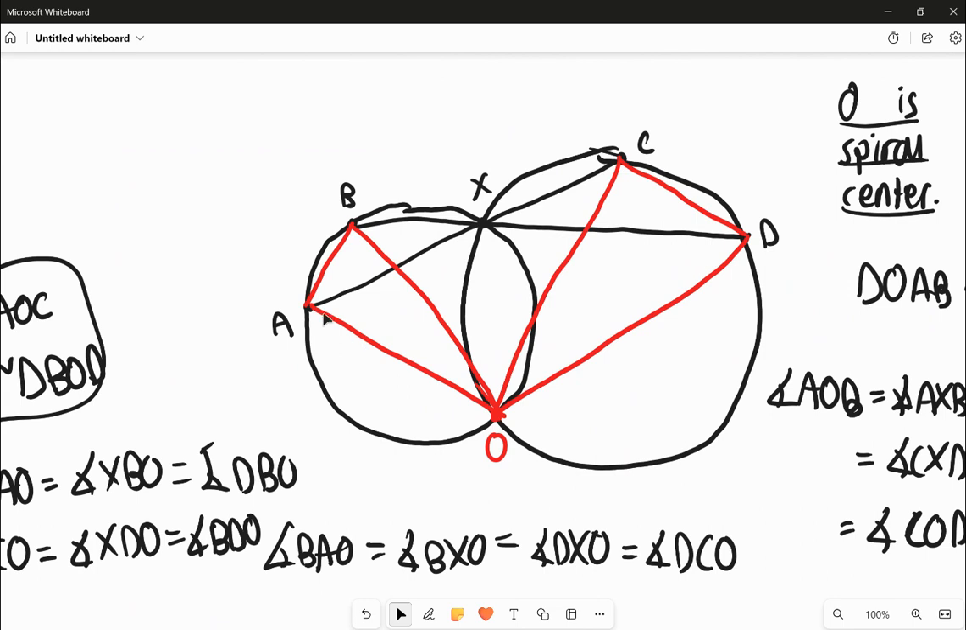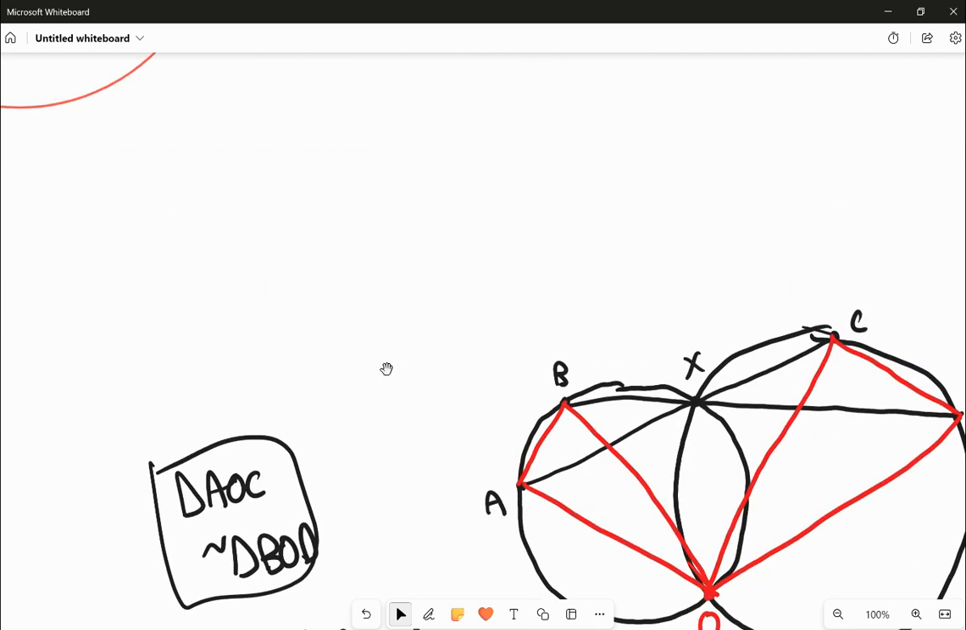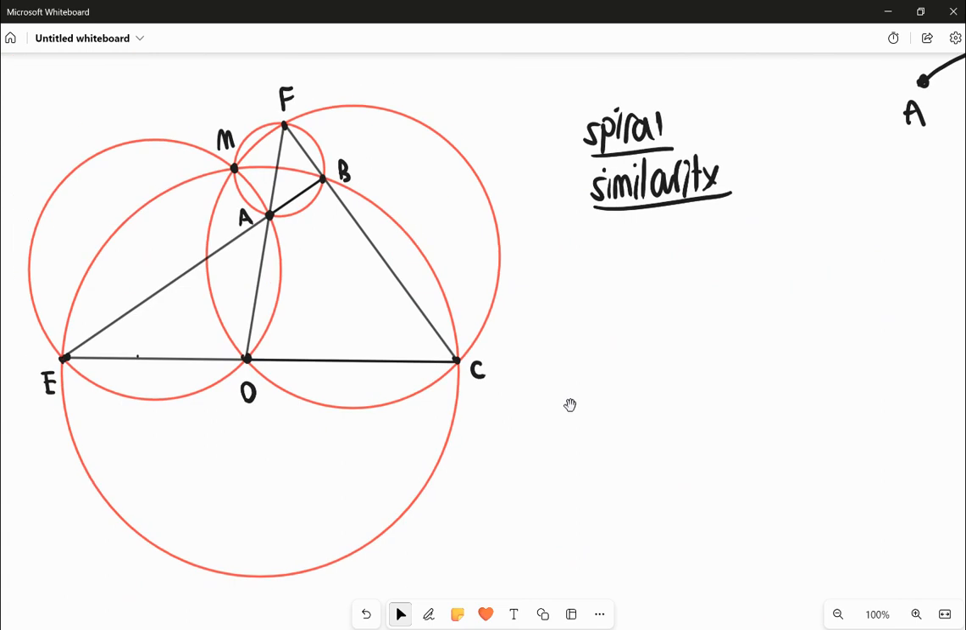So if you have the line segments AB and CD, A gets mapped to C, B gets mapped to D, then you take the first points in each and the second points in each, and draw the line segments connecting those, so AC and BD. And that means that O is the spiral center mapping AC to BD. And given this, let's go ahead and solve this problem here.